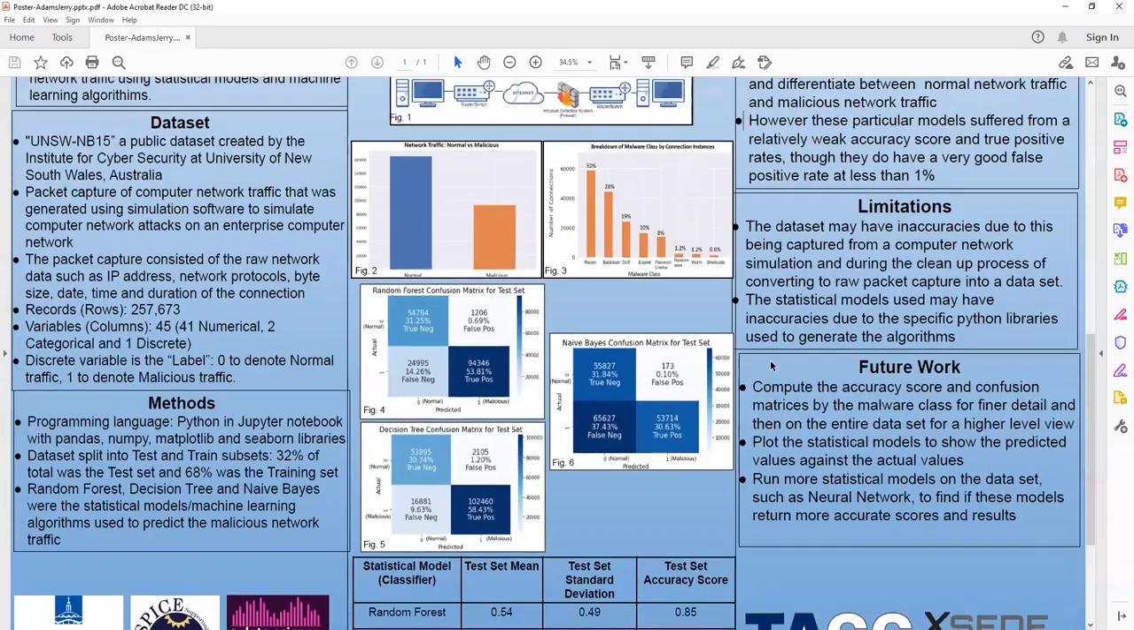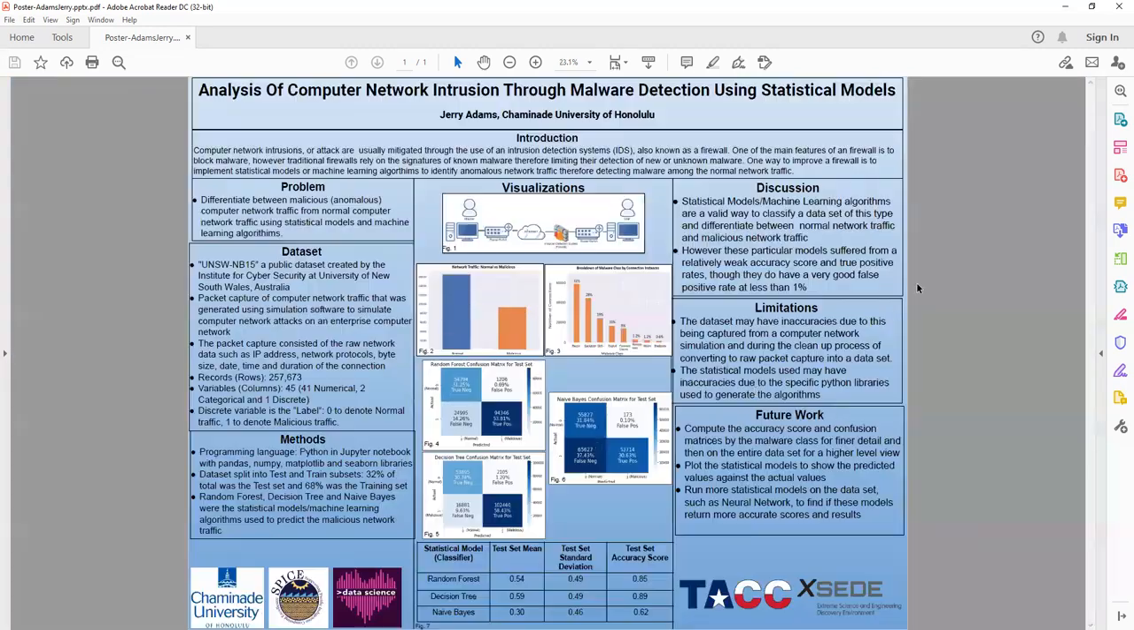Discussion. In discussing these results, I believe that using statistical models and algorithms are a valid way to classify a data set of this type and differentiate between normal and malicious network traffic. However, these particular models suffer from a relatively weak accuracy score, with the best performing model performing at 0.89. Ideally, I'd like to see a model perform in the 90 percentile. However, most disappointing is that the true positivity rate for all three models are below 60%, with the worst performing model at a mere 30% true positive rate.